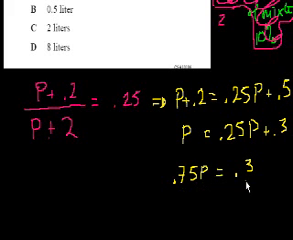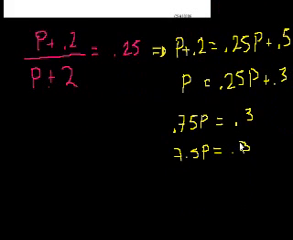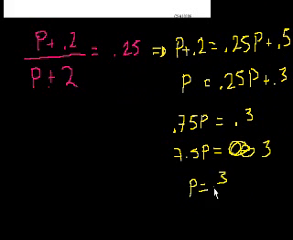So the decimals sometimes get confusing. Let's multiply both sides of this equation by 10. You get 7.5p is equal to, sorry, is equal to 3. We multiplied by 10. So you get p is equal to 3 over 7.5. How many times does 7.5 go into 3?